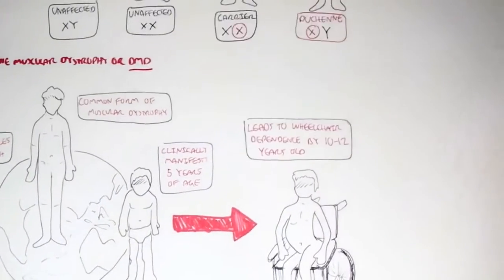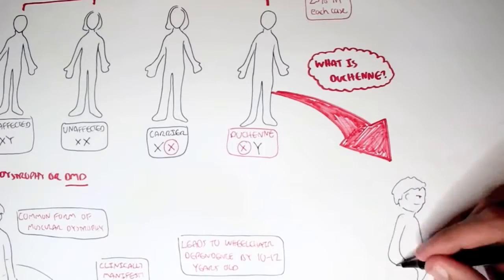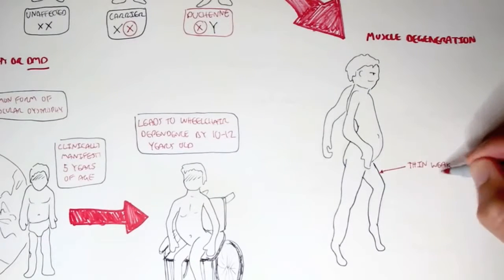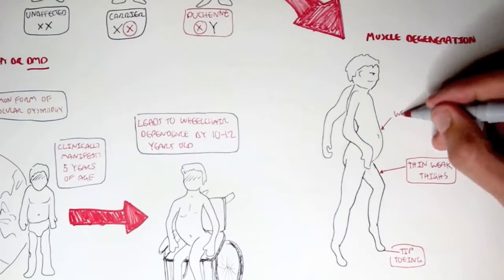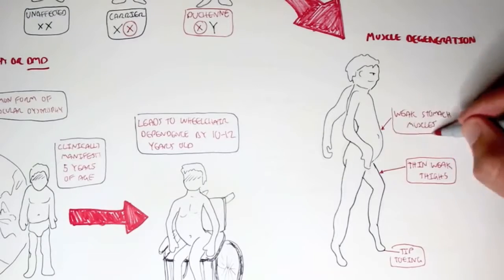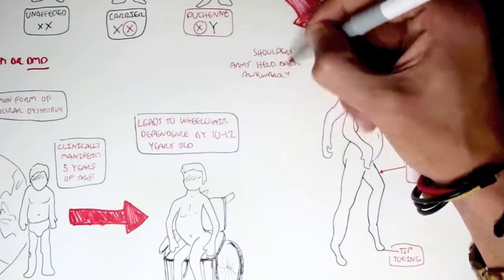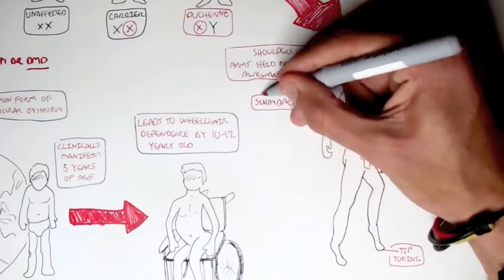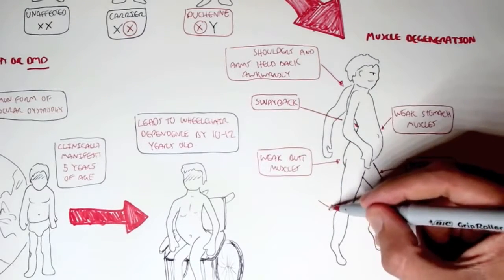Some symptoms associated with Duchenne muscular dystrophy. It's typically muscle degeneration. We can see thin, weak thighs, we can see tiptoeing, we can see weak stomach muscles which protrude the stomach out. We see shoulders and arms held back awkwardly because of the weakness around that area. We have the swayed back to compensate, and we have the weak butt muscles pushing the belly out even further.